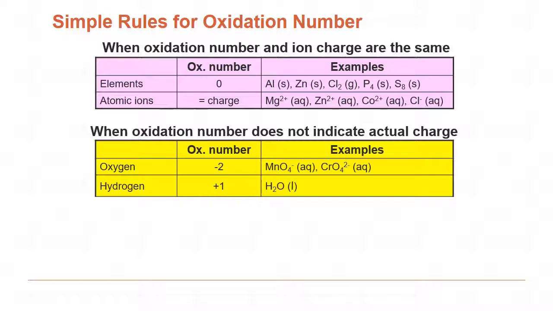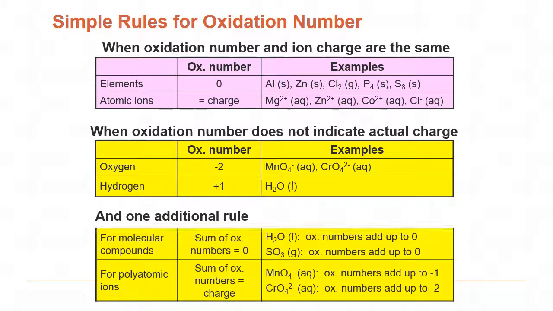So does that mean oxygen has a charge of -2 or hydrogen has a charge of +1? Not necessarily. In fact, most of the time it won't mean that. But again, oxidation number need not be the same as charge. It's just a counting tool. Then we'll have one additional rule.